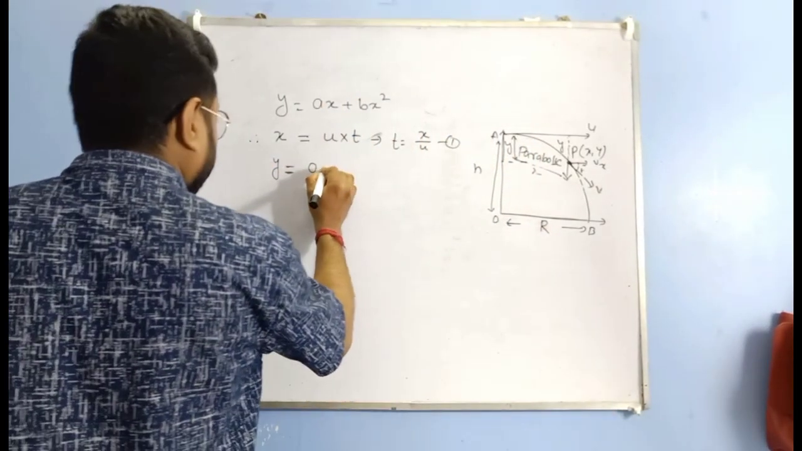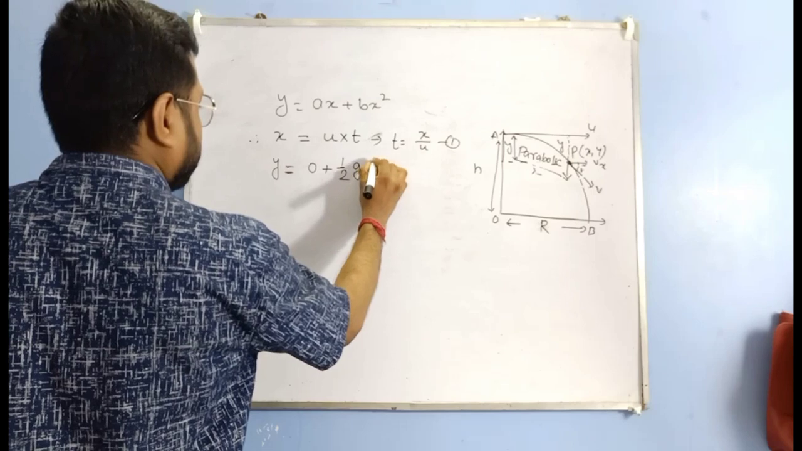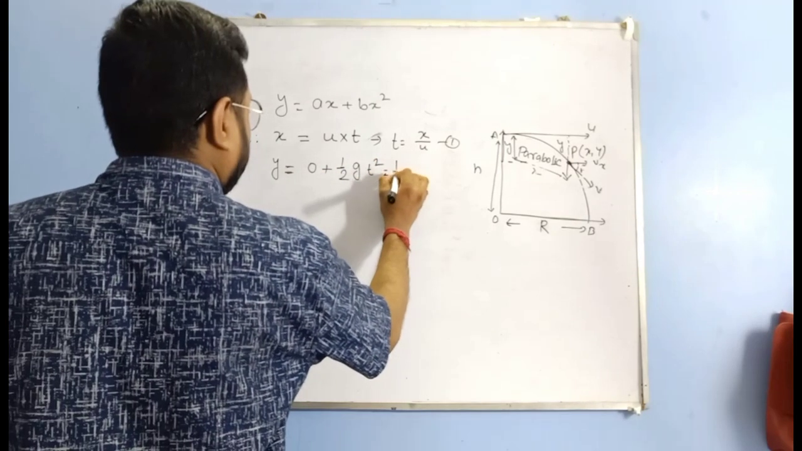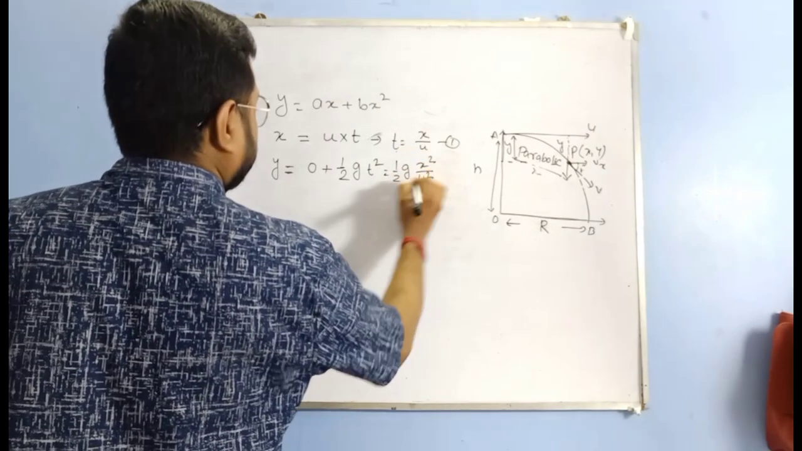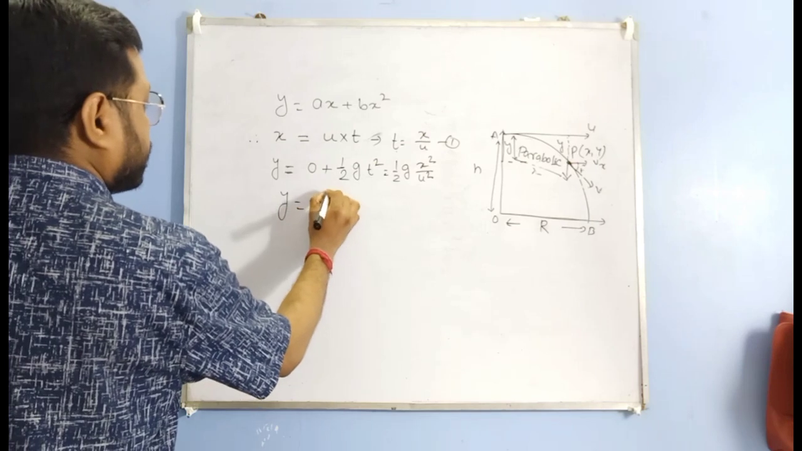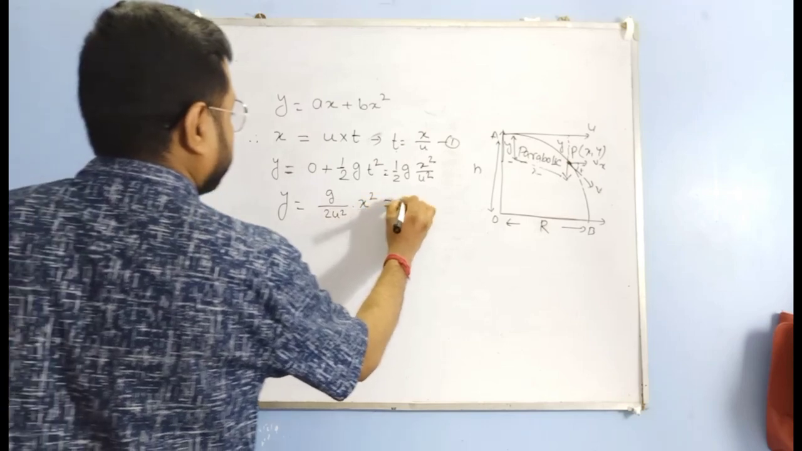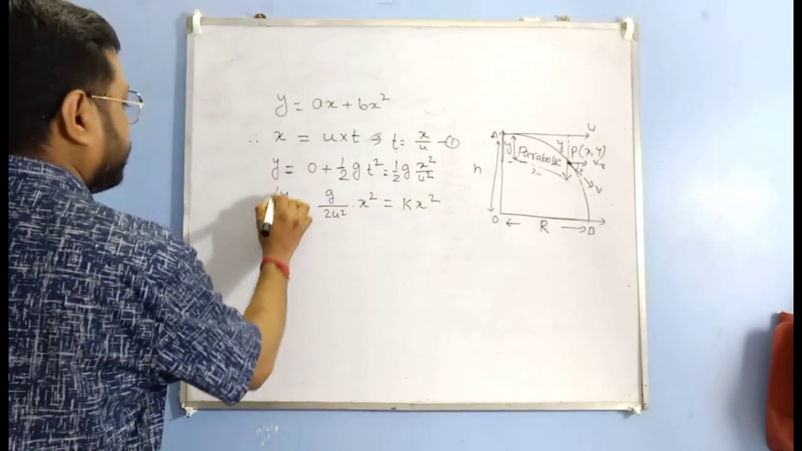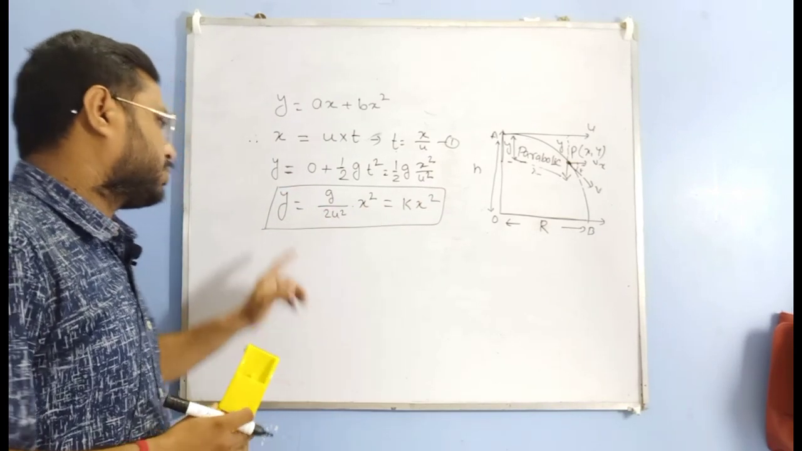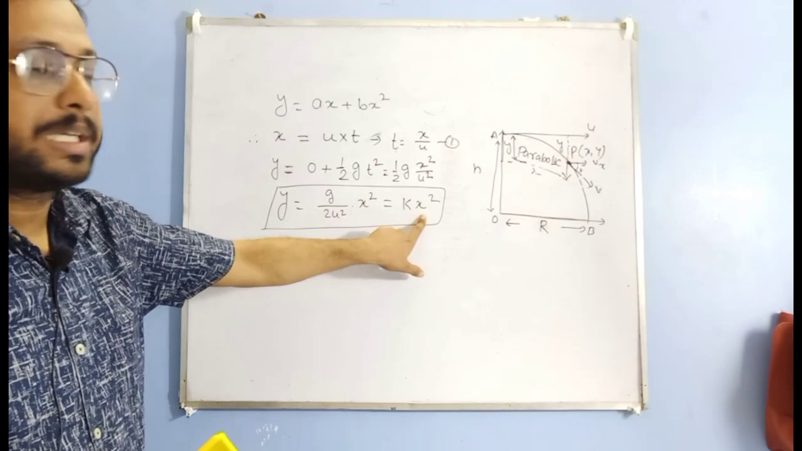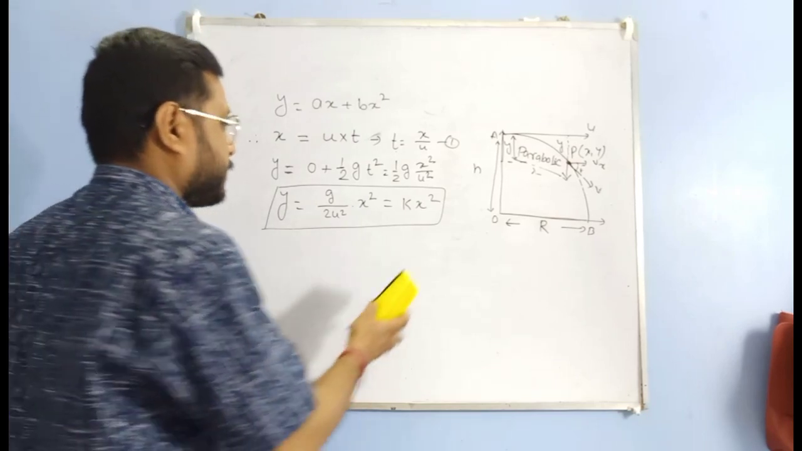So y equals 0 plus half g t square. So half g, put the value of t, that is x square by u square. So y equals g by 2u square multiplied by x square, or you can say k x square, where k equals g by twice u square. So again, y is a quadratic function of x, so we can say that the nature of the trajectory is parabolic.